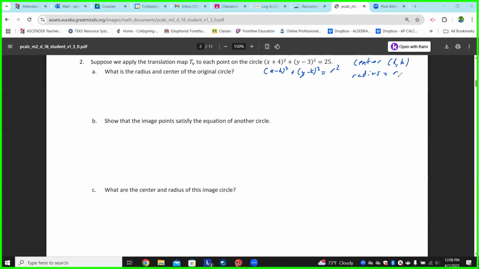Okay, so with that said, what is the radius and center of this original circle? So what's my radius here?